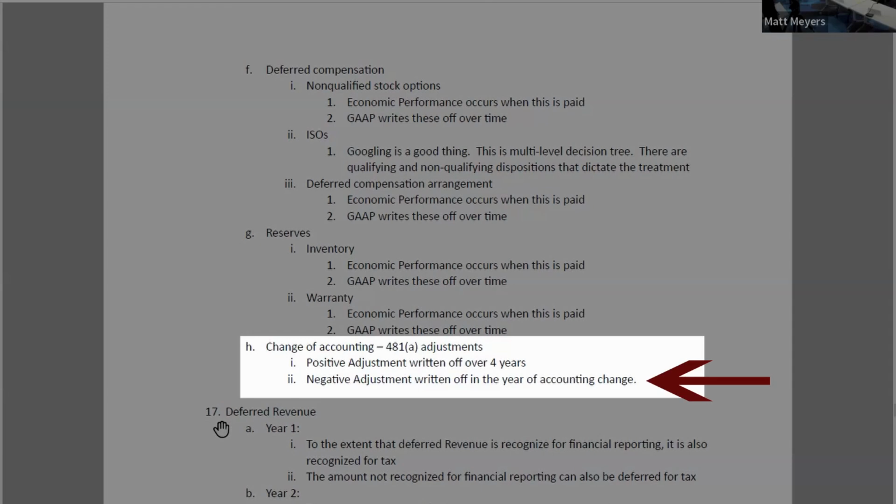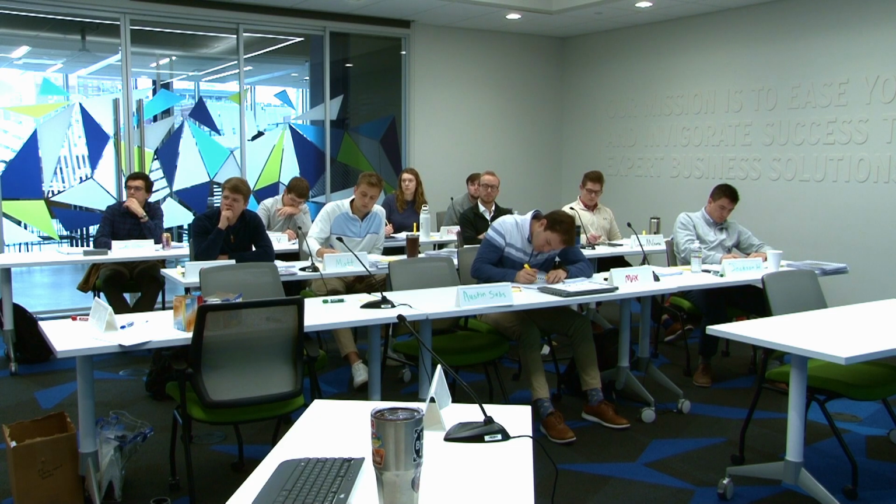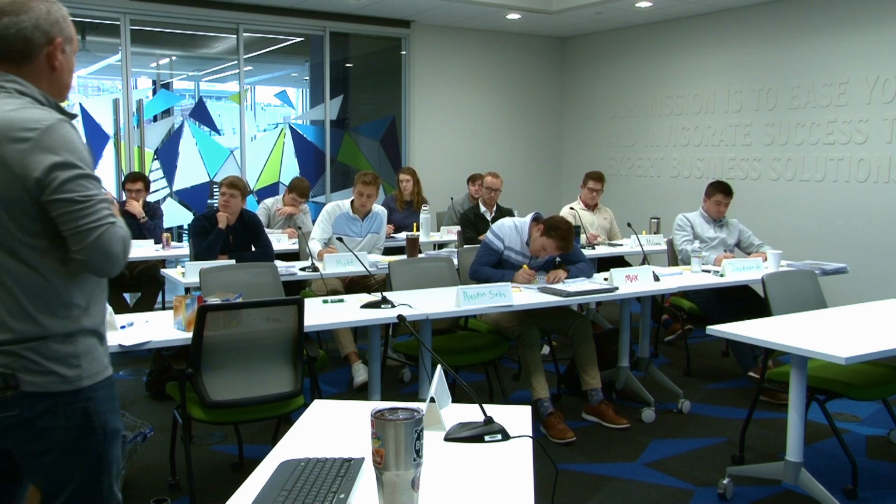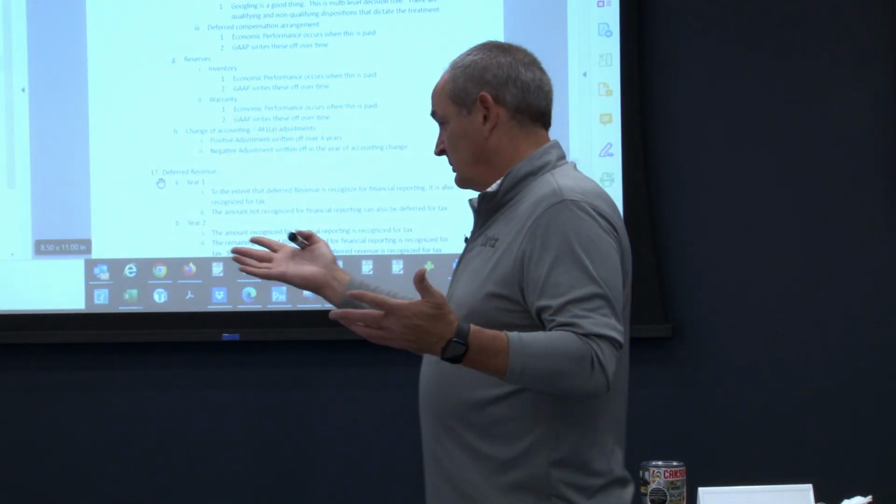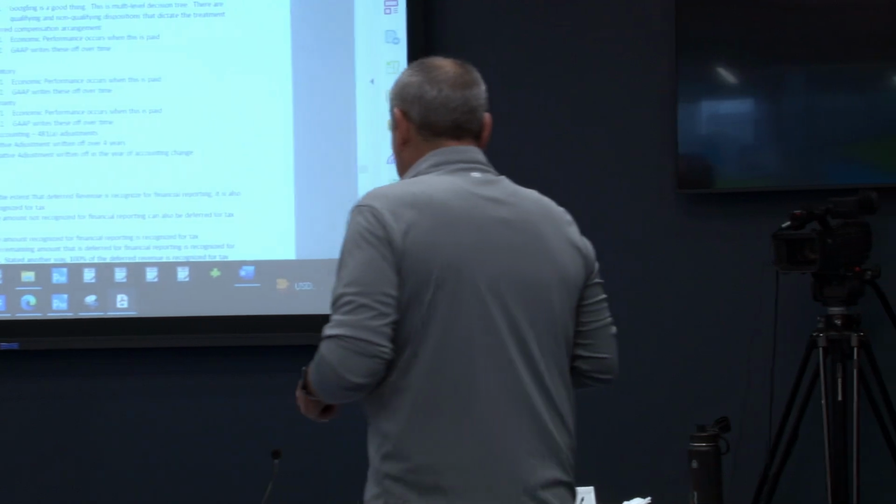So we would have one M1 in year one of $100. And you will see 481A adjustments as an M1 on your tax return. Not often, but do you see them? Every once in a while.